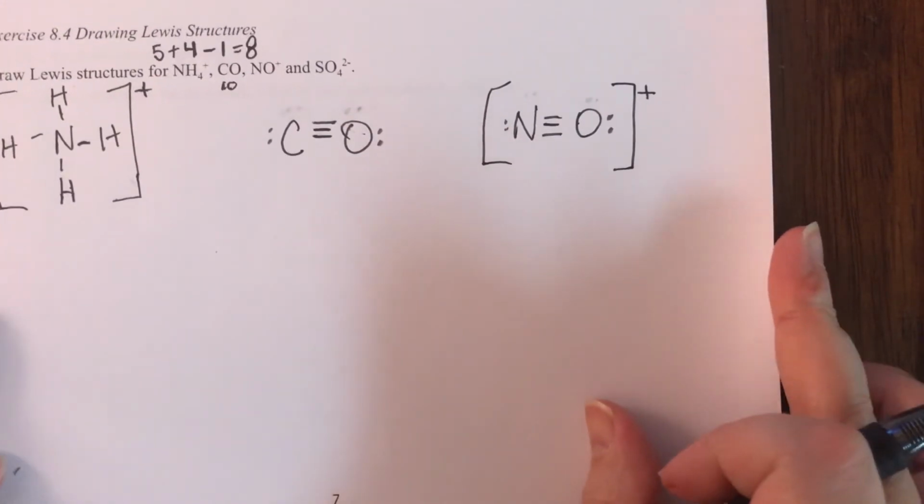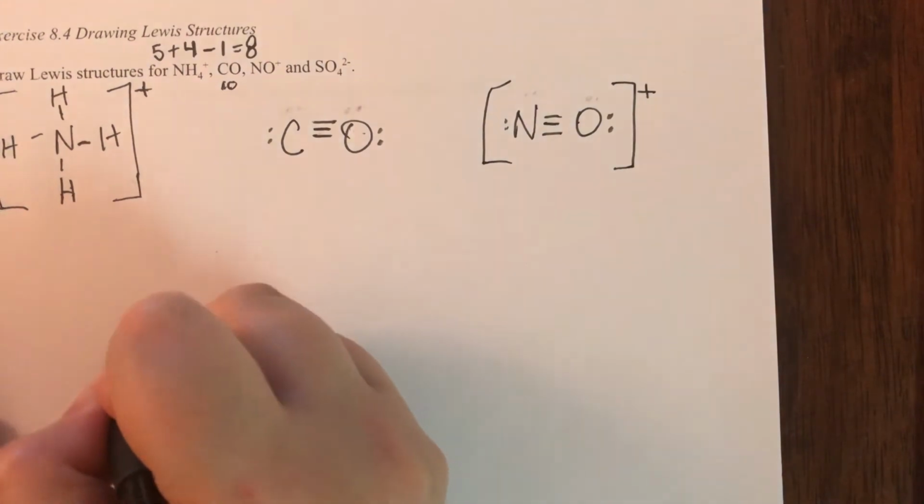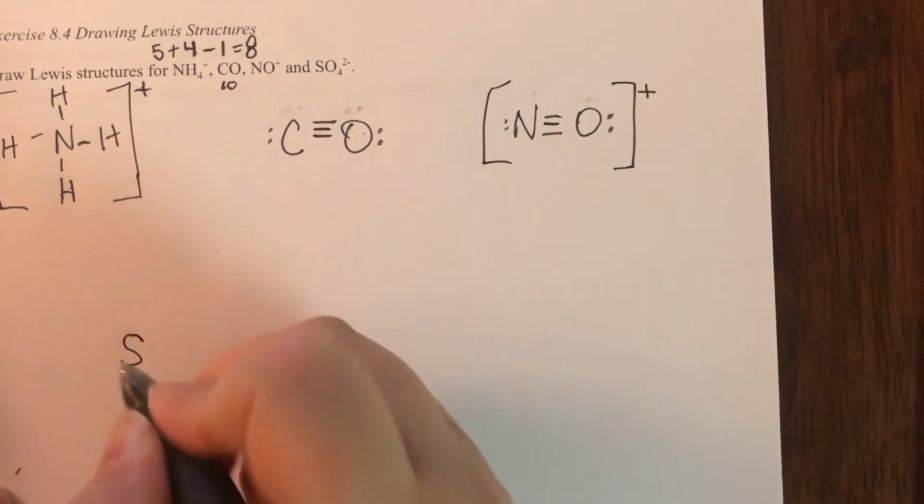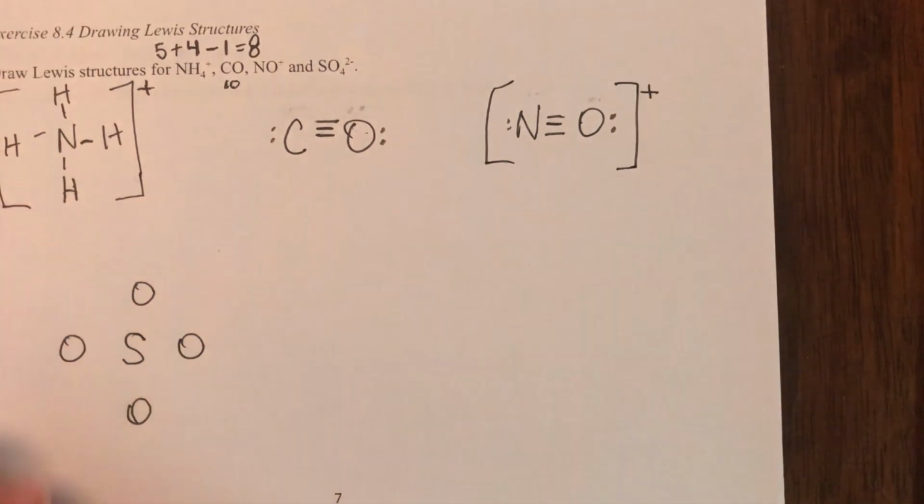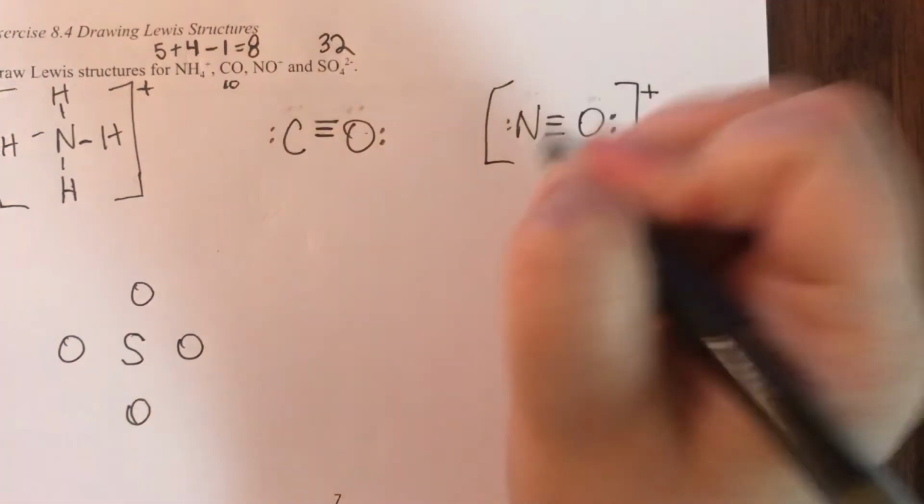Okay, SO4 2 minus. S in the middle, because it's lower than O. 4 O's. Okay, this is going to have a lot of electrons. Sulfur's got 6, oxygen's got 6. So that's 5 times 6, 30. 2 more from the minus sign, 32 valence electrons.